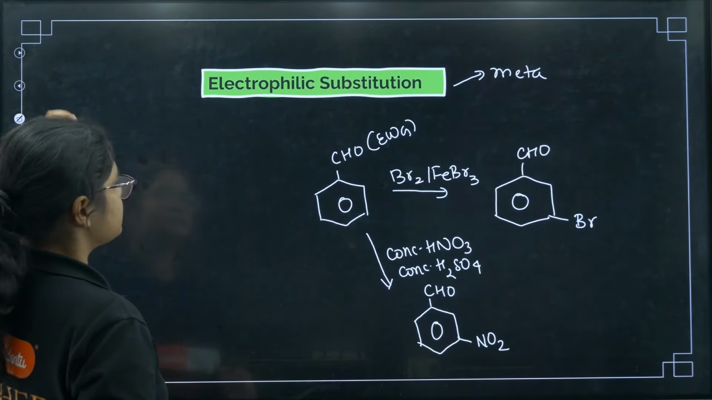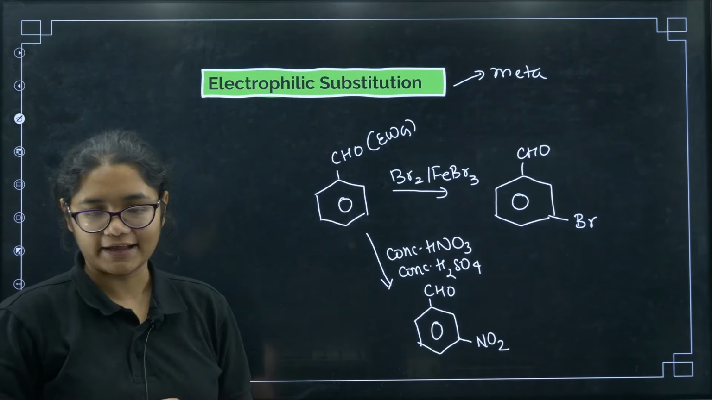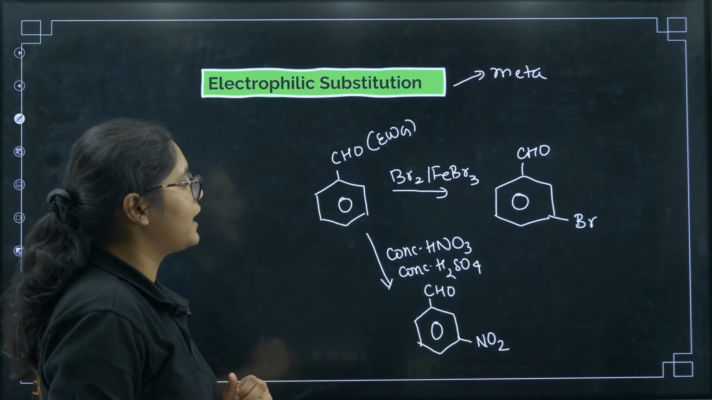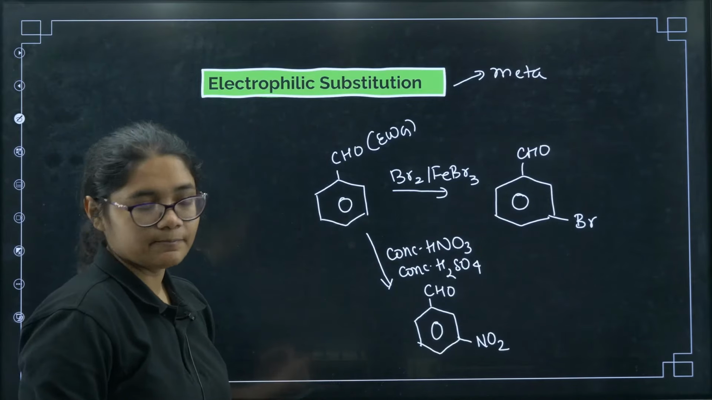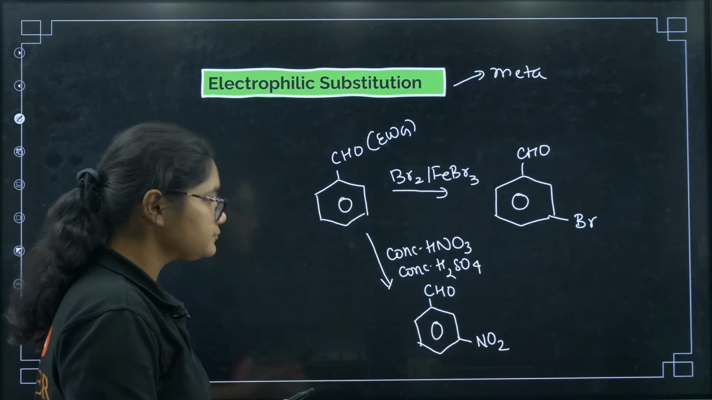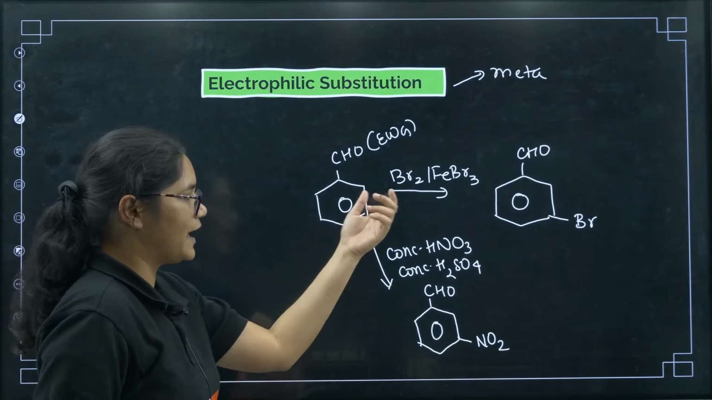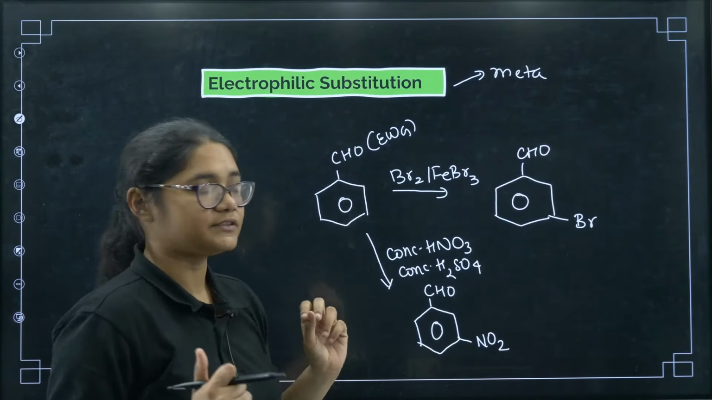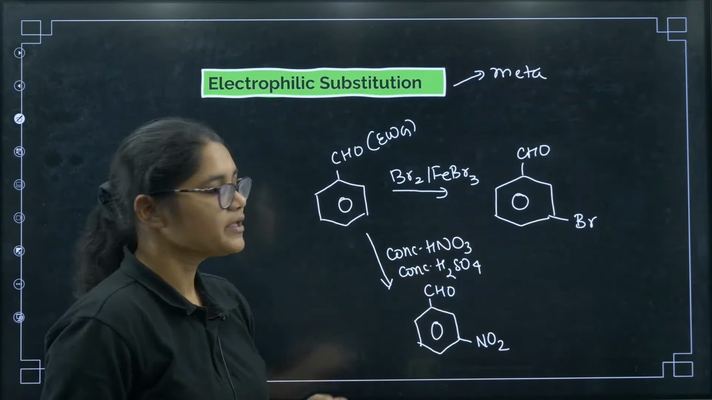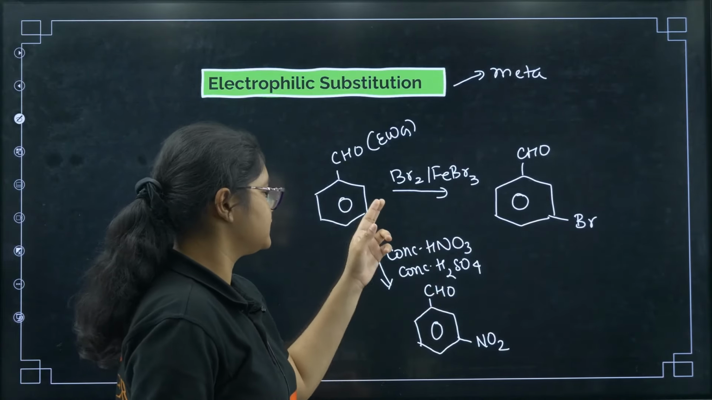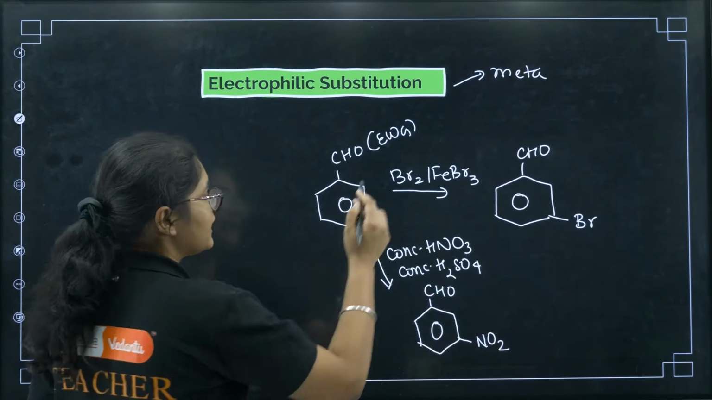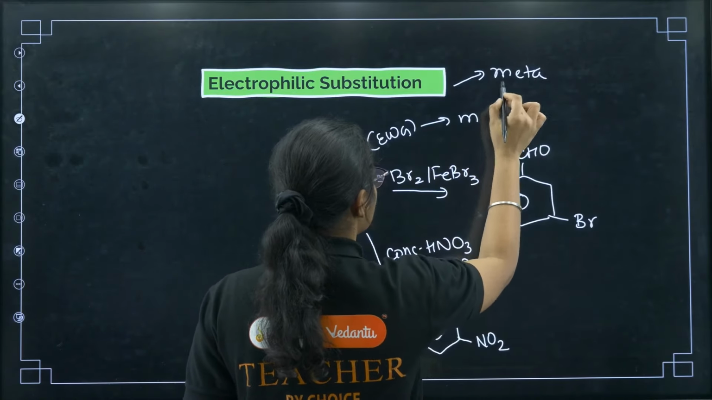After this we have electrophilic substitution reactions. So you have benzaldehyde, an electron withdrawing group, then you have Br2 and FeBr3. Since it is an electron withdrawing group, bromine will go to the meta position, so bromine will be attached here. Similarly, if I do nitration, the nitro group will be attached at the meta position, so it is meta directing.